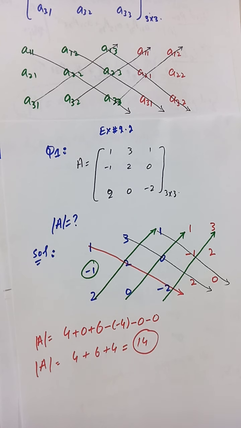So this is another method, but we will use the cofactors and minors method to find the determinant while doing the exercise questions. That method will be used, but this is also another method. You can also use it.